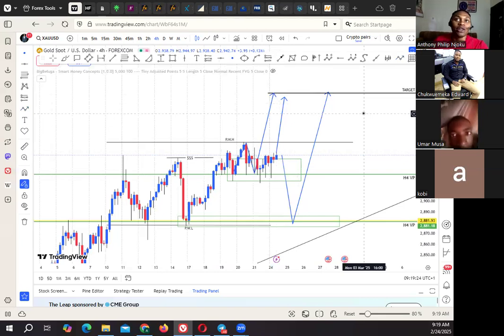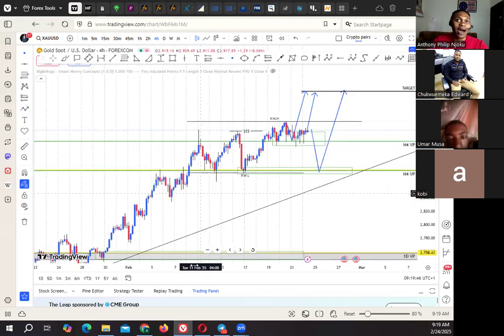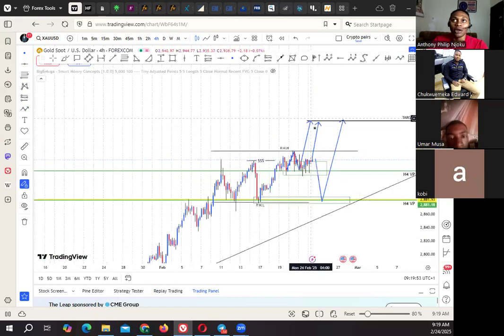Why I'm saying this is because a lot of people want to buy gold. Why? Uncertainty of the new policies imposed by the new president of the United States of America. So everybody is just trying to go to a safe haven asset. And as you can see, gold is one of the safe haven assets. Since 2025, it has just been creating new all-time highs.